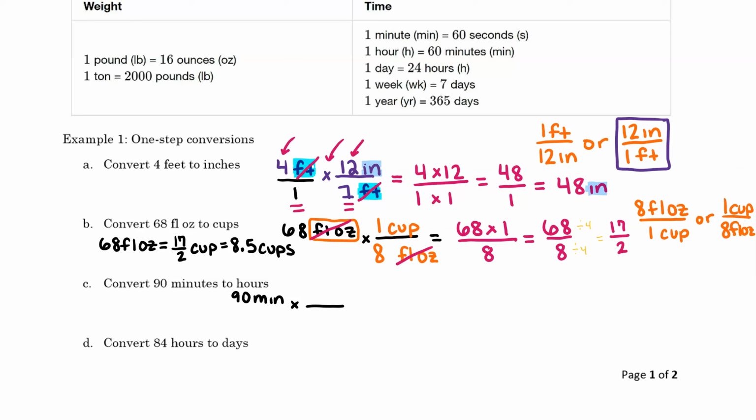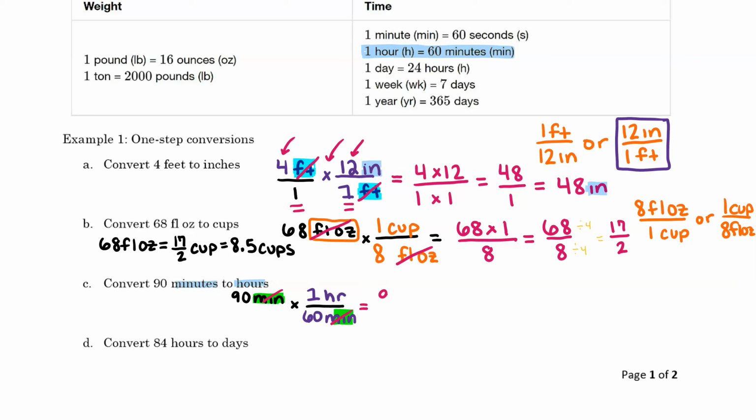And I'm going to go to my time measurements, and I'm going to say, oh, I need to get from hours, or from minutes to hours. So this conversion here has minutes and hours in it. Booyah. Let's use that. Now, we need minutes to cancel, so we need minutes on bottom. So 60 minutes is the same as 1 hour. So now the minutes will cancel out on top and bottom.